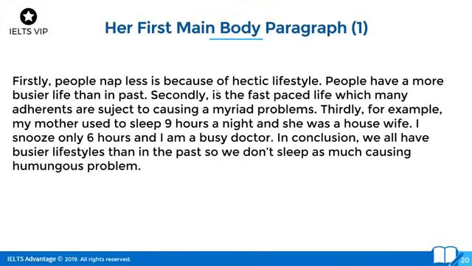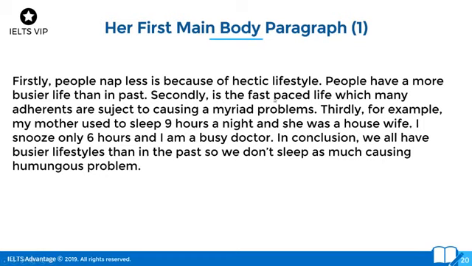Now let's move on to her first main body paragraph, and let's look at why this would not get a high score. "Firstly, people not blessed is because of hectic lifestyle. People have a more busier life than in the past." So she started off with a main idea, which is hectic lifestyle, and then said people have a more busier life than in past. Let's ignore the grammar and vocabulary mistakes for now, but basically this isn't an explanation, it's basically just repeating the same thing again.